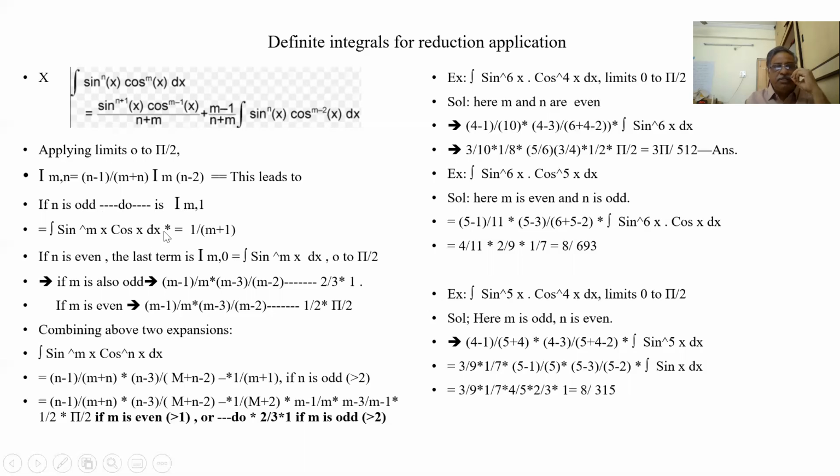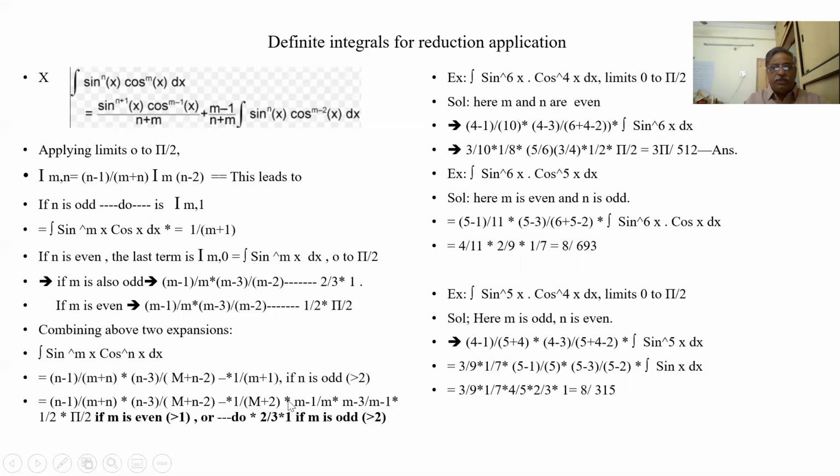Because n is odd means what? We have a supportive cos x for sine to the power of mx. So it is 1 by m plus 1. If n is even, then I have again 2 options. Last term will be 1 by m plus 2, or last term will be m by m plus 2.